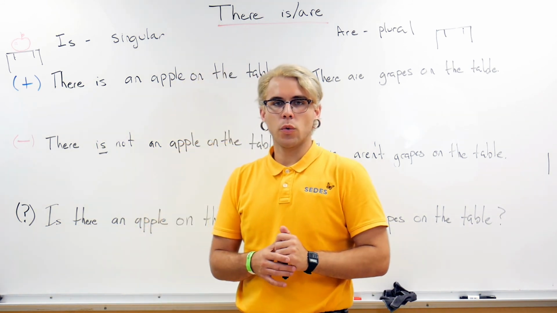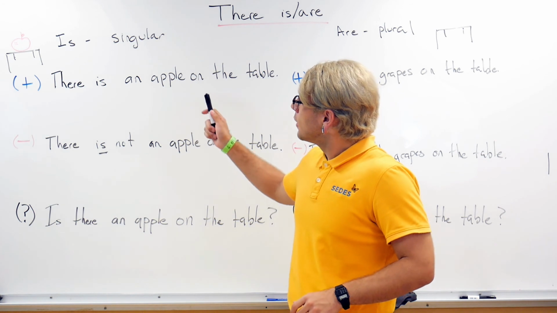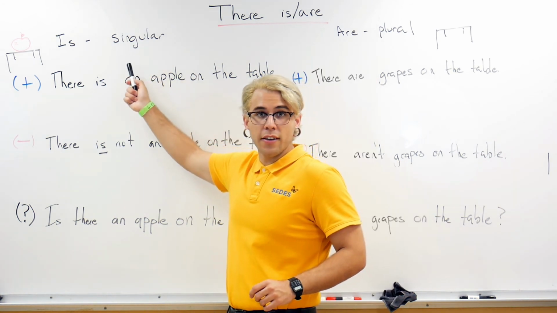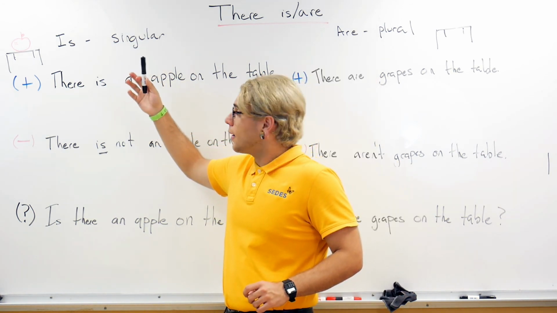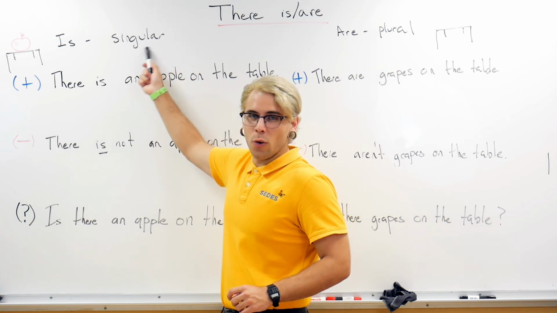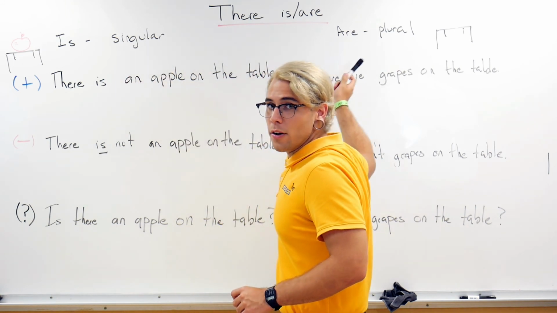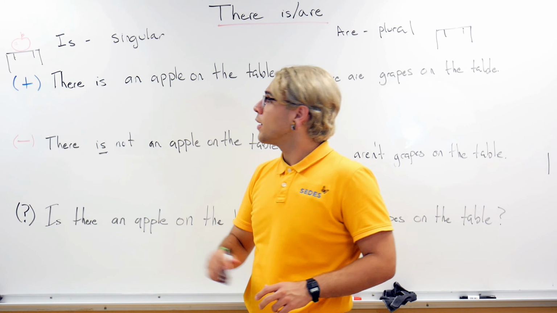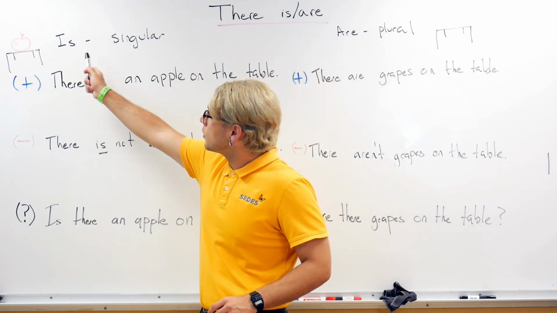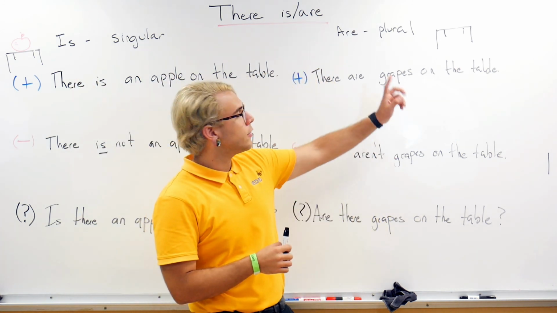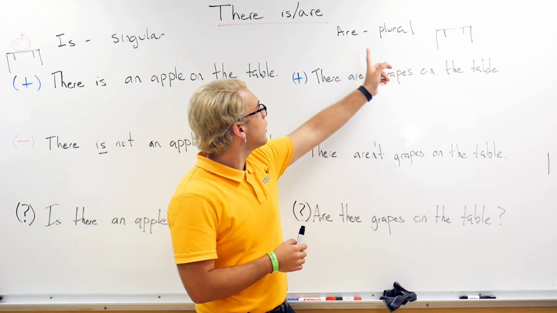So the main focus is the subject, or the things you're talking about in the sentence: if there's only one, or if they're multiple, if they're plural, more than one. So if there's only one, you use is. If there's more than one, 2, 3, 4, 5, 6, you use are.